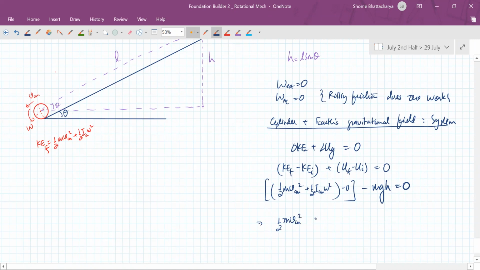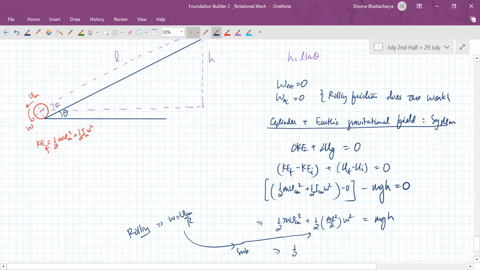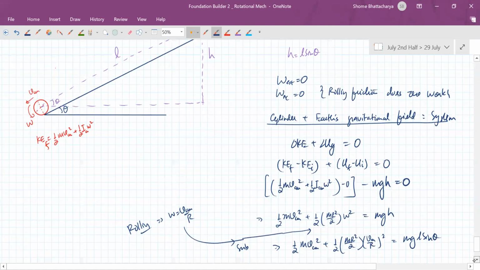So we have this relation that half m vcm square plus half I omega square is equal to mgh. Now I is how much for the cylinder? It is mr square by 2. Since it is rolling, omega is equal to vcm by r, so we substitute that here. This equation becomes half mv square plus half mr square by 2 into vcm by r whole square, that is equal to mgh, and h is equal to L sine theta from above.